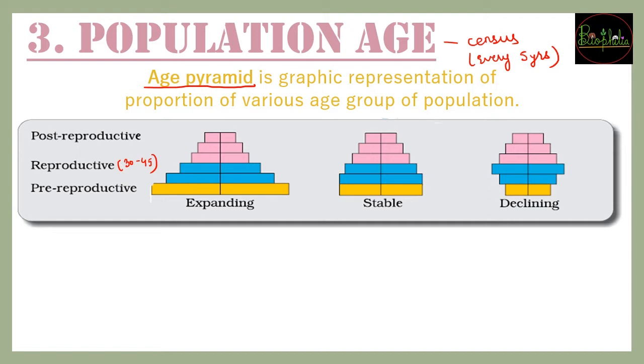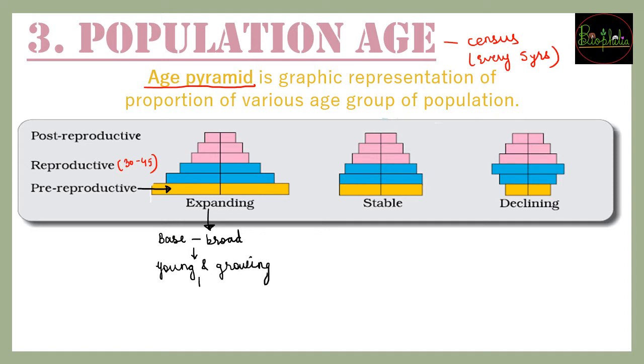The first pyramid that you see is a type of expanding pyramid. In an expanding pyramid, the pre-reproductive population is very large. This shows that the expanding type of pyramid has a broad base. Once the base is broad, it indicates that there are more pre-reproductive people, which means the population of that country is young and growing.